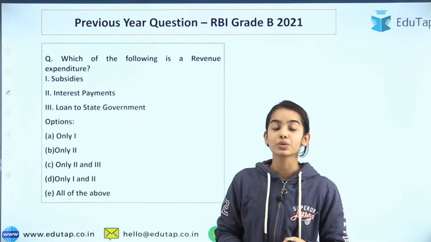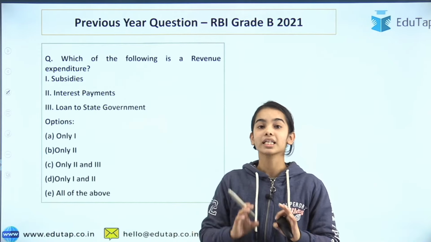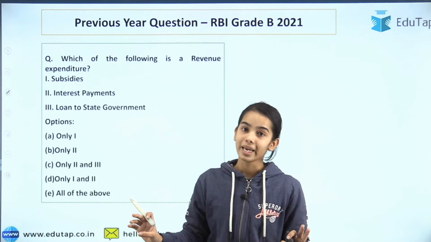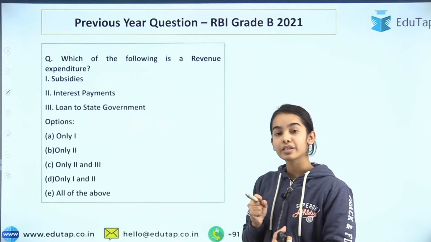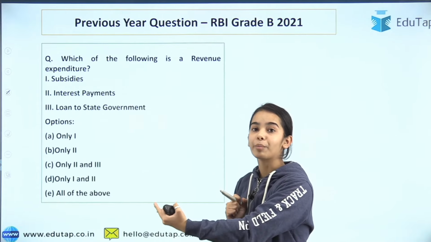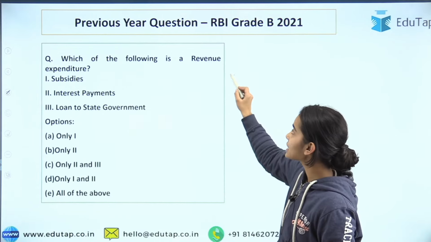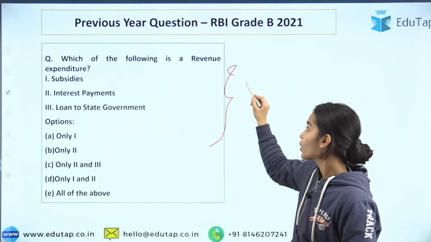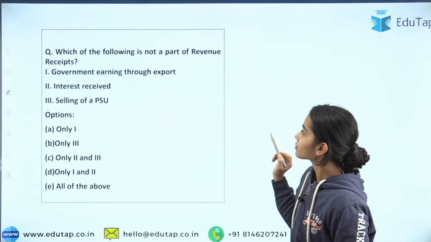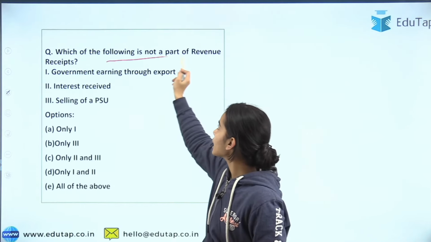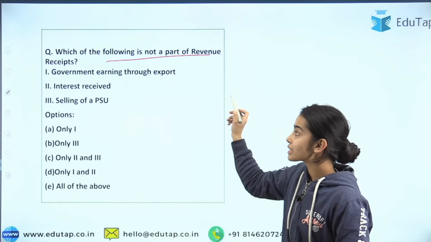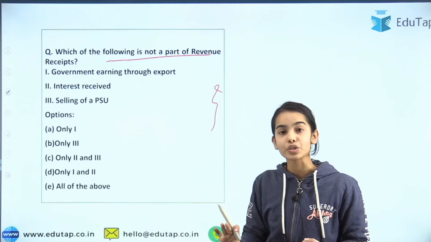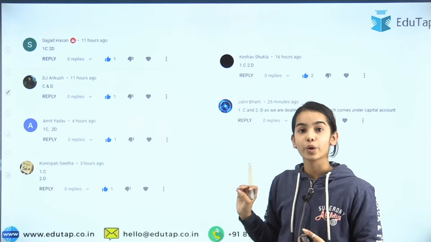So I hope you have understood the receipts and the expenditure and the differences between the receipts and the expenditure also. Receipt is something the government is getting, and the expenditure is what the government is spending. So I hope you can easily answer this question now. This is your homework question. Next is, which of the following is not a part of the revenue receipt? I hope you can also answer this question. It is also a very easy question. So this is also your homework question.